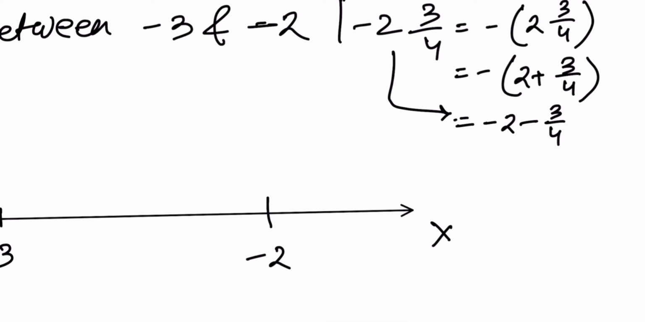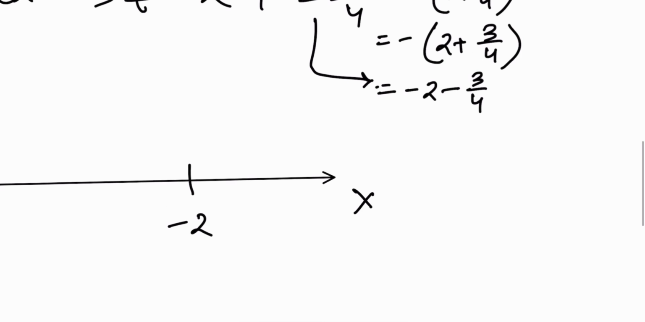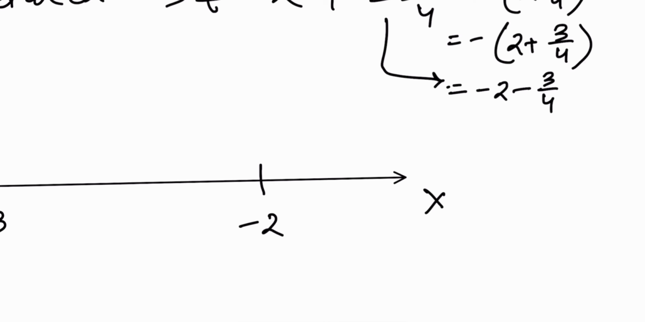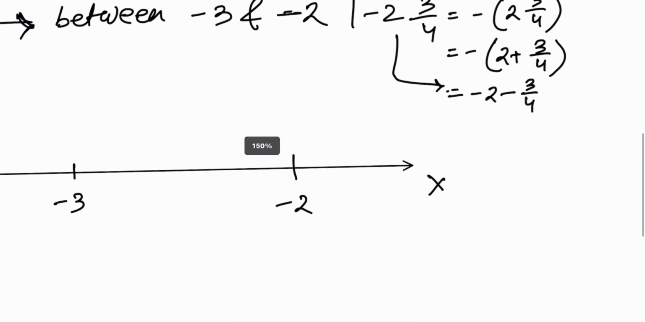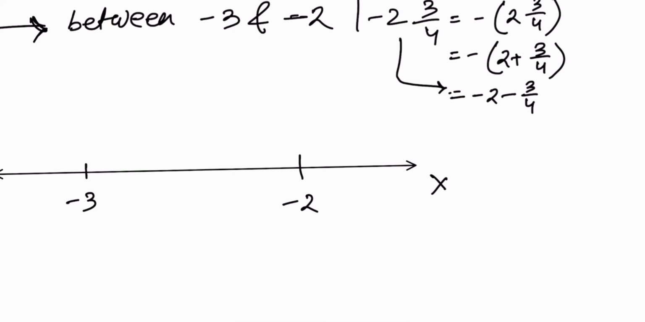What is meant by that? It means -2 is there, and then -3/4 will go to the left. So -2 is there, then -3/4 means the portion to the left of -2. We have to think about 3/4, the fractional part only.